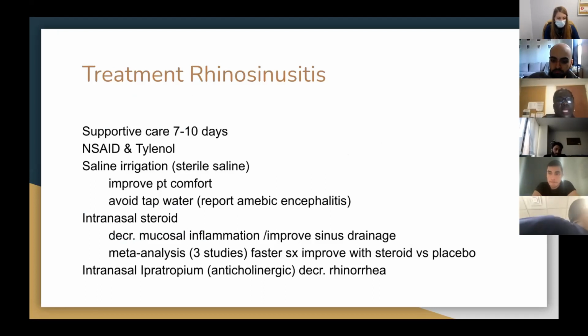So treatment option, given that it's mainly viral, is supportive, with symptoms lasting 7 to 10 days. Supportive care is NSAIDs, Tylenol would do it. Nasal irrigation with sterile saline gives patients a lot of comfort. Avoid tap water irrigation because there have been reports of amoebic encephalitis, so you don't want that. Intranasal steroids help decrease the inflammation and improve the drainage. The intranasal ipratropium, which is an anticholinergic, decreases the rhinorrhea as well.